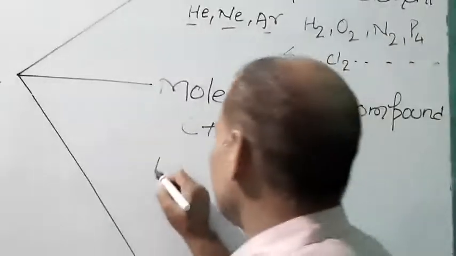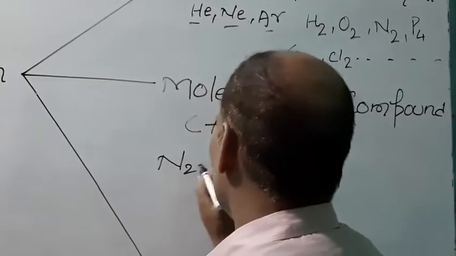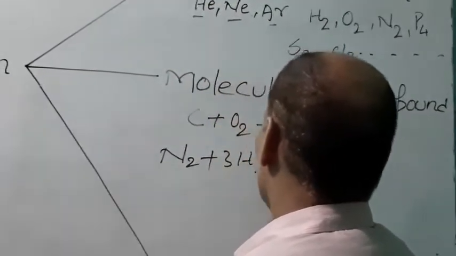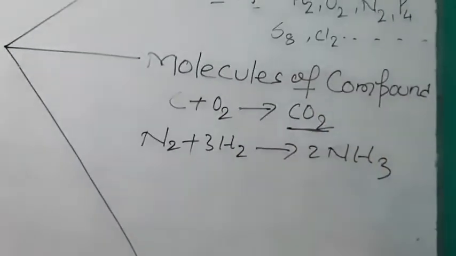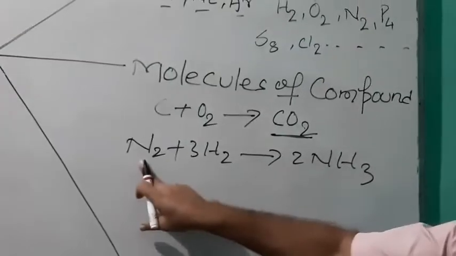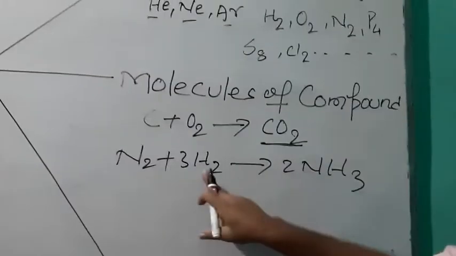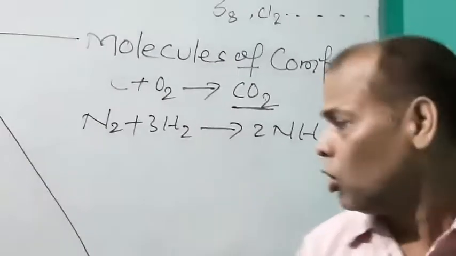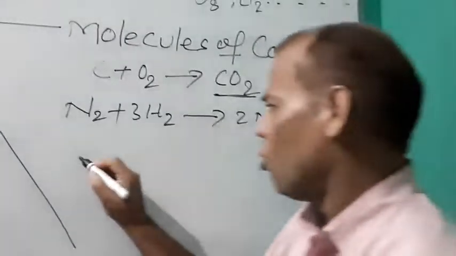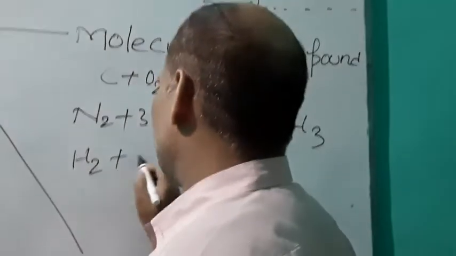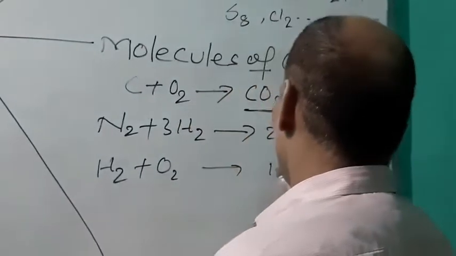Similarly, my dear students, nitrogen N2 plus 3 H2 forms 2 NH3. Now here you see nitrogen combined with hydrogen forms NH3, which is called ammonia. So either you talk about carbon dioxide or ammonia or some other, like H2 plus O2 forming H2O.